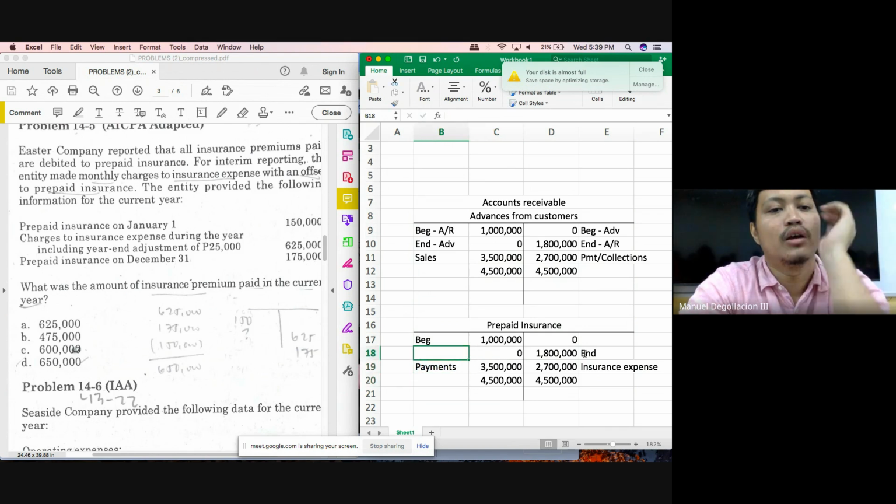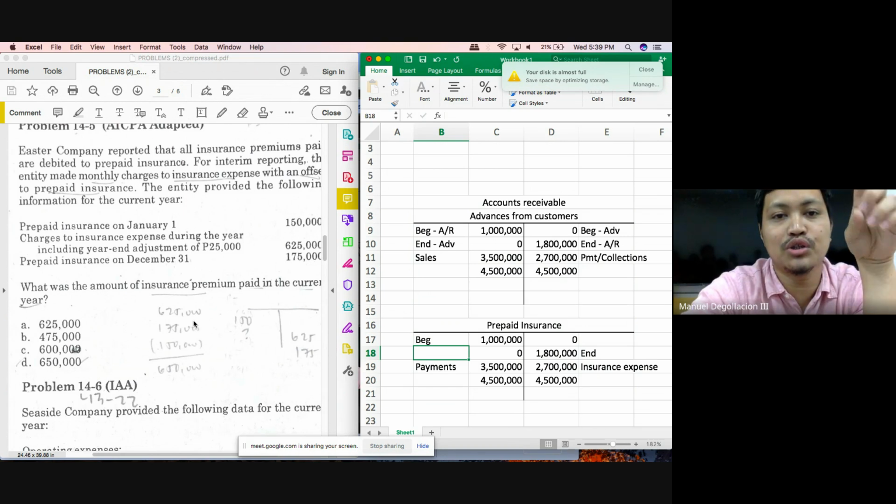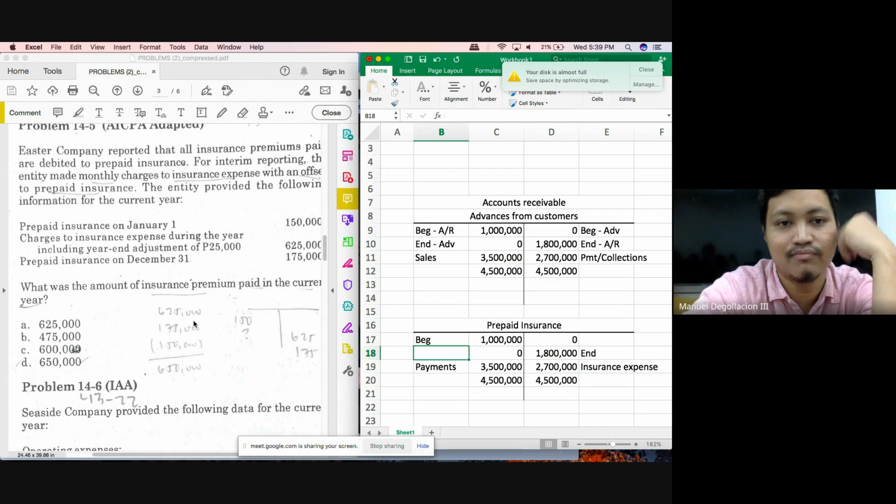Okay, now, that's what happened in this problem. You're asked how much insurance premium you paid. And what does the problem tell us? That all insurance premiums paid are debited to prepaid insurance, meaning when you pay for insurance, what's your entry? Debit, prepaid insurance, and credit, cash. Okay?